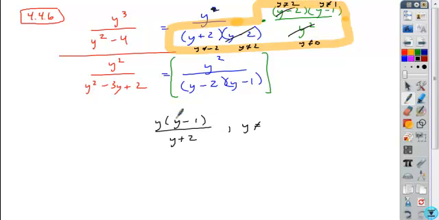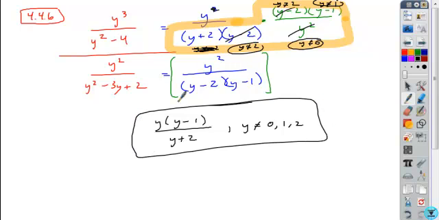Well, when we look at this, y can't be negative 2 is shown in our simplified form, so we can eliminate that one, and that leaves these remaining factors that we need to identify, or the values for y that are restricted. Y can't be 0, y can't be 1, and y can't be 2. Okay? So this would be your answer for 6.